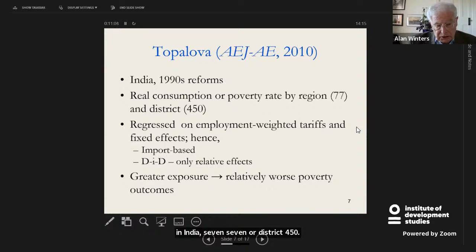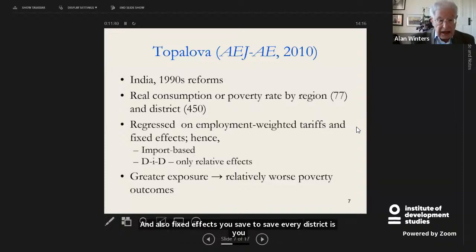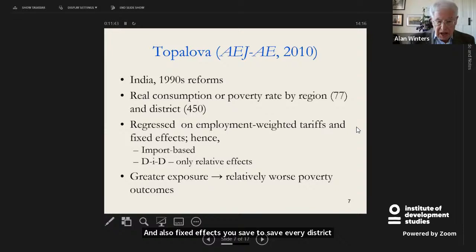And essentially what she asked was, over the period from before to after the trade liberalization, what happened to incomes or real consumption and poverty in those regions and districts. And she tried to explain them by employment-weighted tariffs. She asked how exposed a particular district is to a tariff change, depending on what they produce and what the changes in tariffs on those goods were. And also fixed effects, essentially saying, look, every district is unique, and therefore there are going to be differences between districts that we can't explain, but we need to recognize.